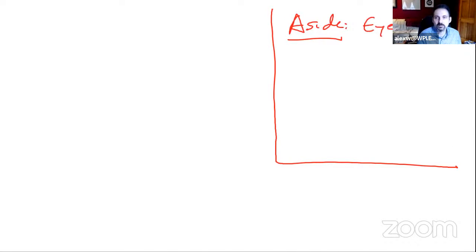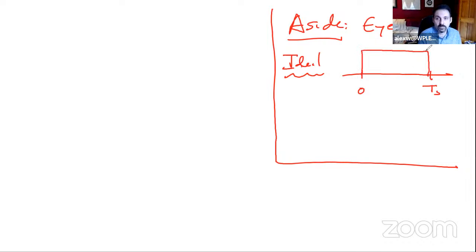Eye diagrams. How does this work? So ideal, what does your eye look like? It's going to look like this, from 0 to TS, right? And if it's a rectangular pulse and it's polar, it's going to look like either rectangular up to plus A, or rectangular down to minus A, right? Boring. And you're wondering, why are we doing this, professor?